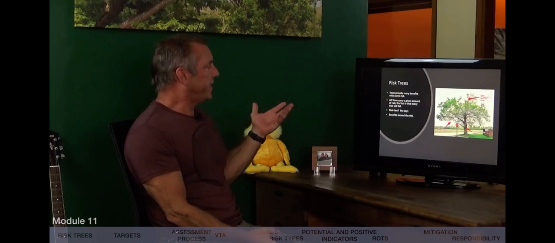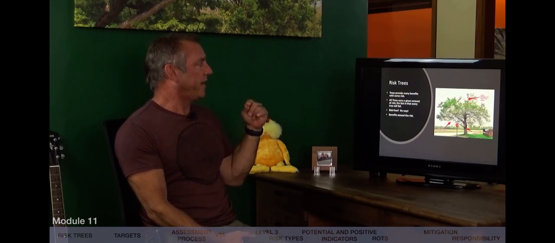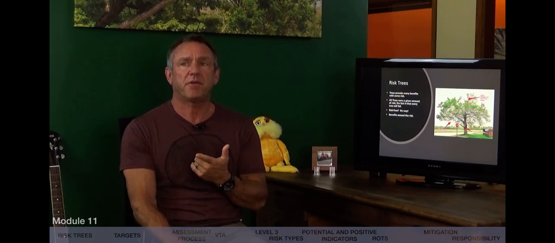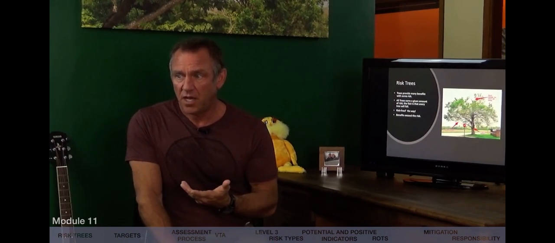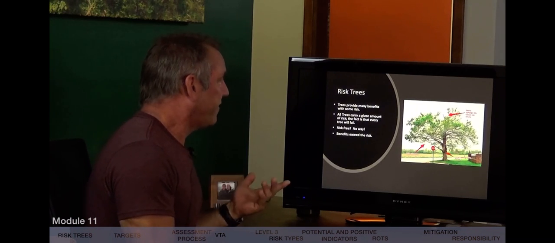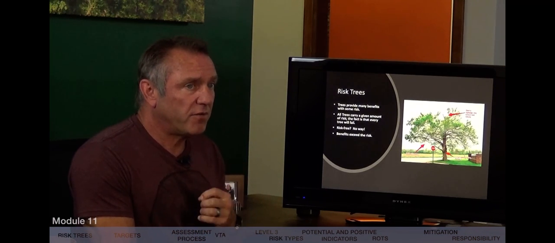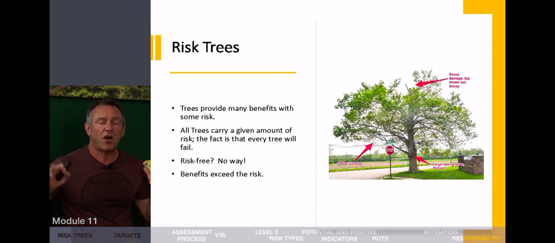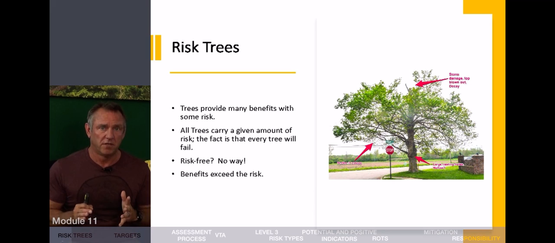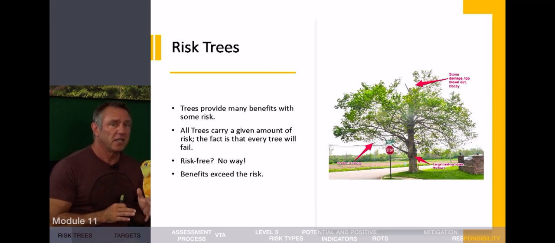So risk trees are basically any tree that presents some type of safety issue at or where people live. Trees provide us significant benefits, but they do provide some risk as well. Now, one thing to remember is that all trees will fail at some time. It's just, is it predictable and preventable?